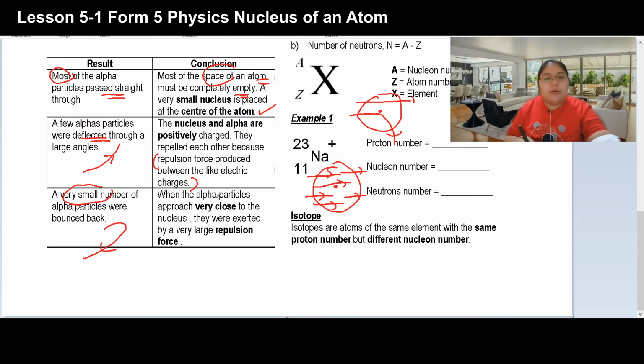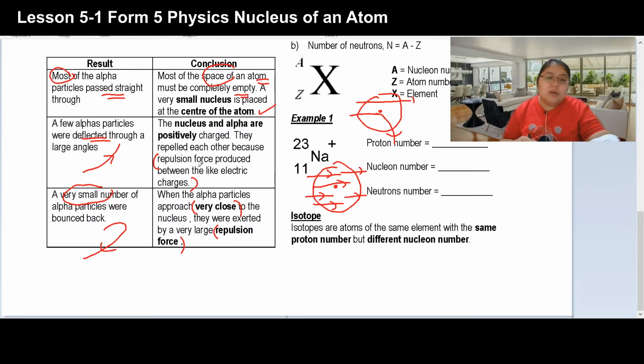So from here the explanation: when the alpha particle approaches very close to the nucleus, it is acted on by a very large repulsive force, so that's why they will come back. So what conclusion do we get from this experiment? We find that inside the atom there is one small nucleus at the center, and inside the atom there is so much empty space. Second, inside the nucleus there is positive charge. So when the alpha gets close to the positive charge, we find there is a big repulsive force. That is the conclusion from this experiment.